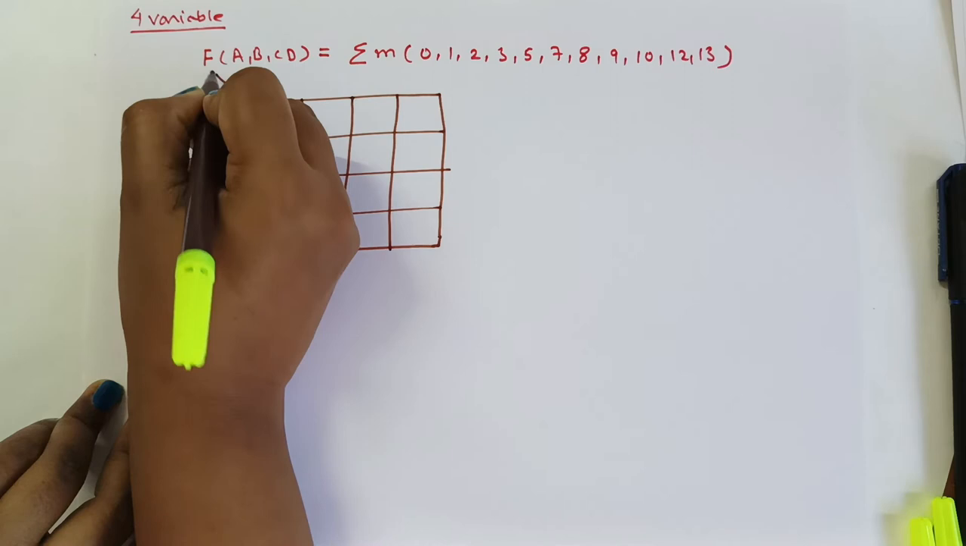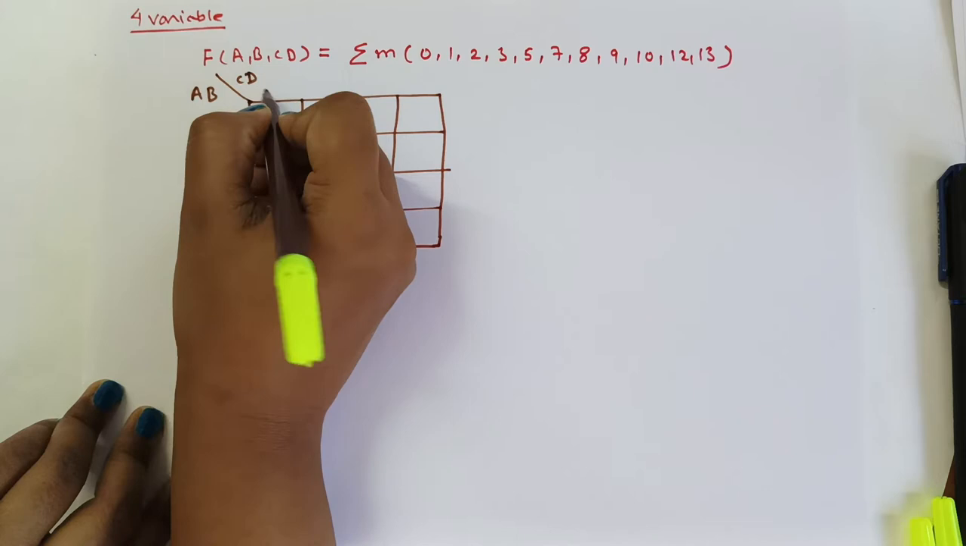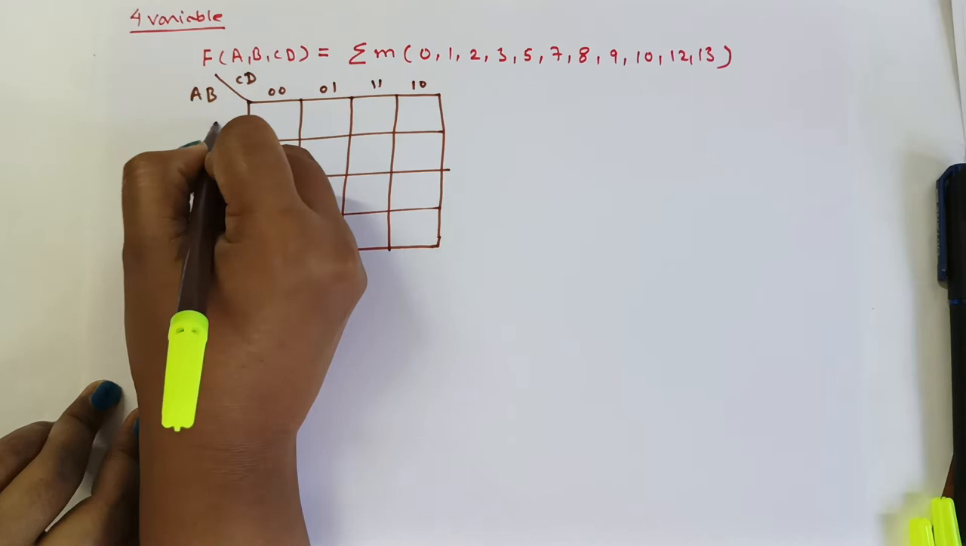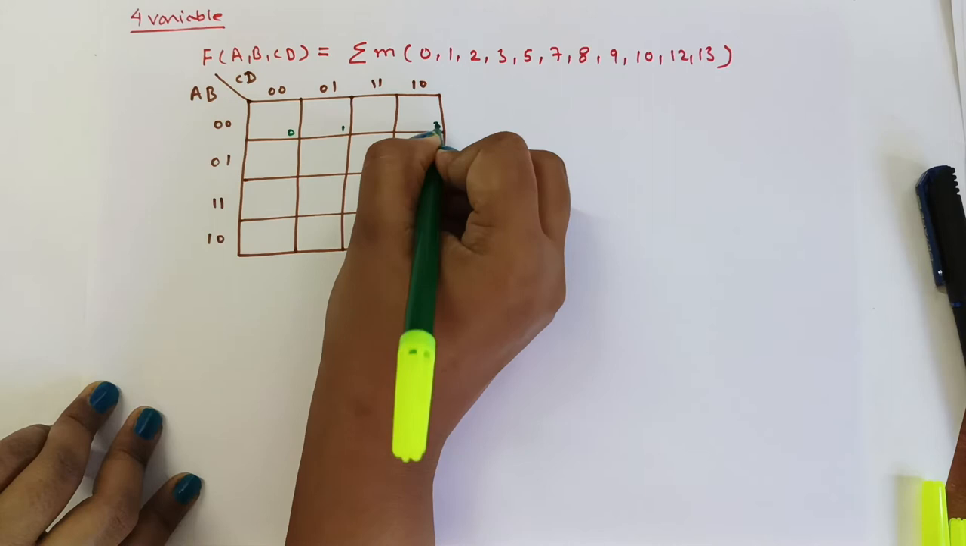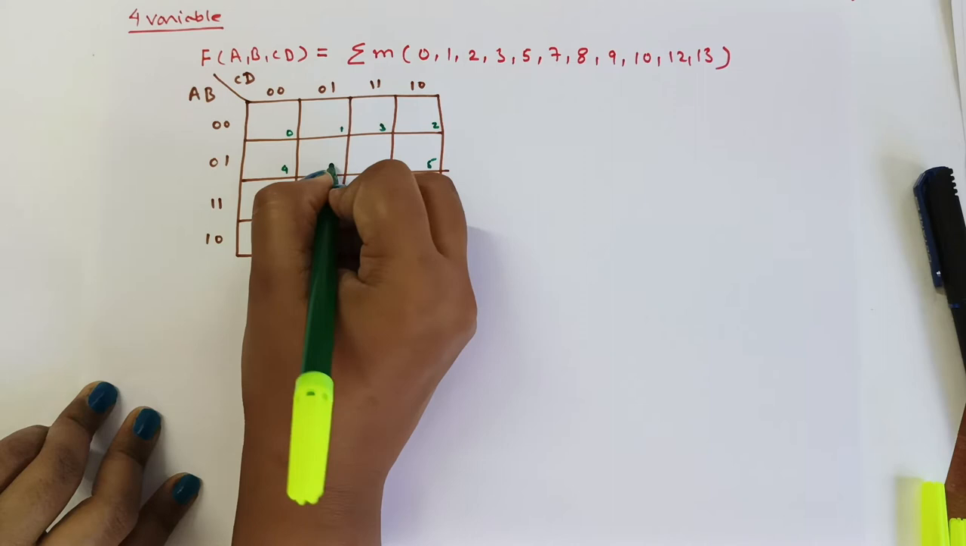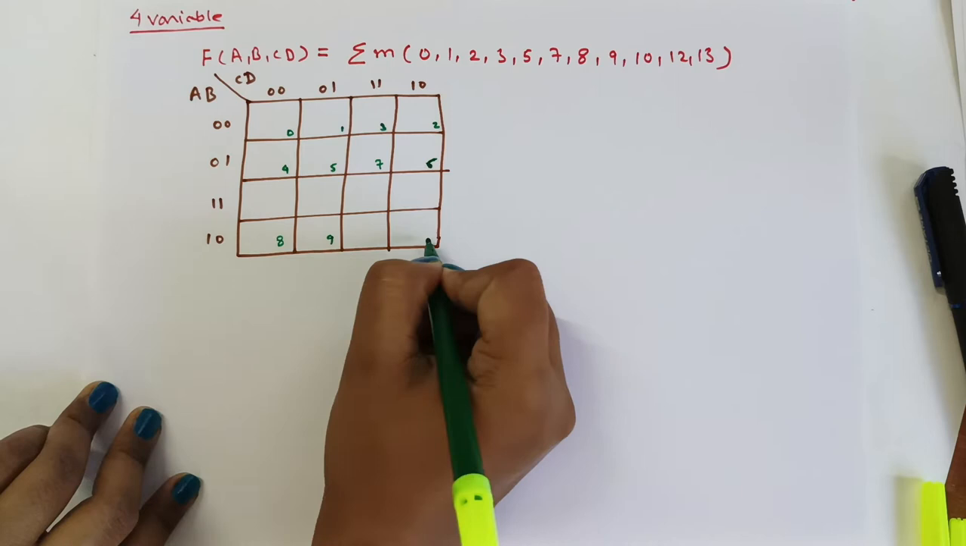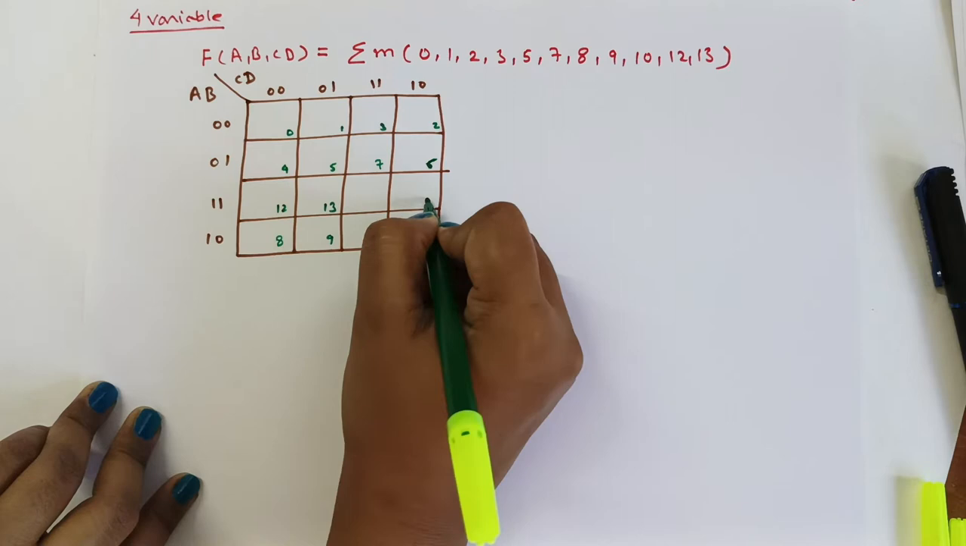We'll write here AB and CD, 0, 0, 0, 1, 1, 0 and 1, 1, and 0, 0, 0, 1, 1, 0 and 1, 1. So we'll write the cell numbers 0, 1, 2, 3, 4, 5, 6, 7, 8, 9, 10, 11, 12, 13, 14 and 15. So where are ones?